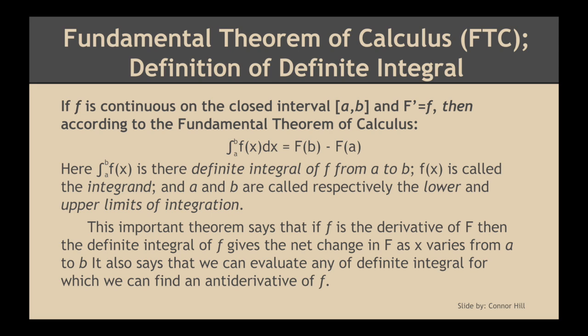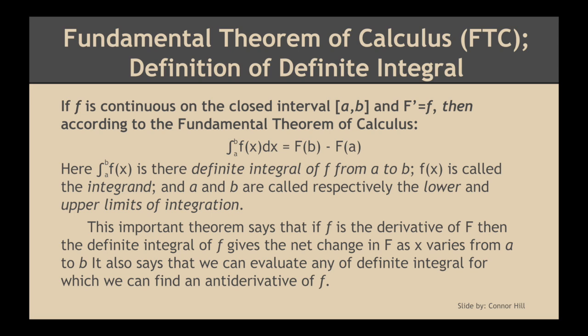If f is continuous on the closed interval a to b and big F prime is equal to f, then according to the fundamental theorem of calculus, the integral of f of x from a to b equals big F of b minus big F of a. Here, the integral of f of x from a to b is the definite integral of f from a to b. f of x is called the integrand, and a and b are called, respectively, the lower and upper limits of integration.